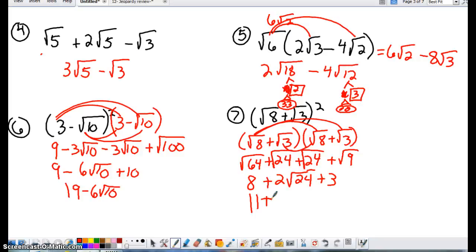So this 24, if I break that down, that's going to be a 4 and a 6. From the 4, I can get a 2 and a 2. The 6 is just going to be a 2 and a 3. There's no pair there, so that's going to stay. So this is going to come out as a 2 coming out with the 2 that was already out there. So I have a 2 and a 2. That's a total of a 4. The 6 stays on the inside, so 4 root 6. So the answer there is 11 plus 4 root 6.